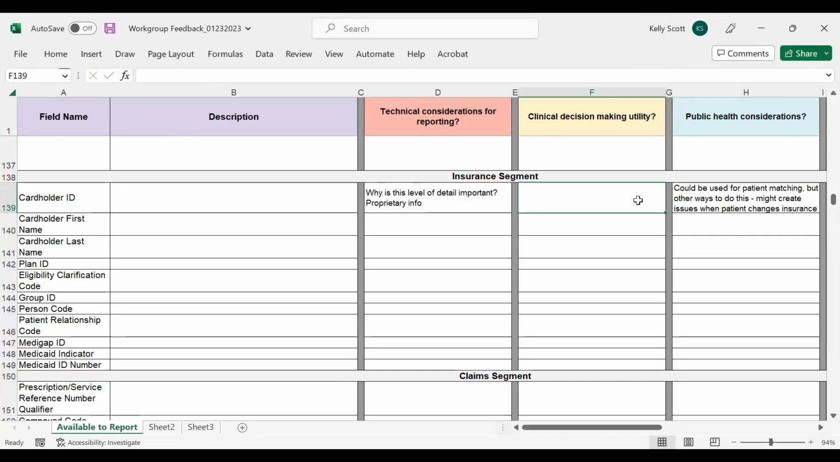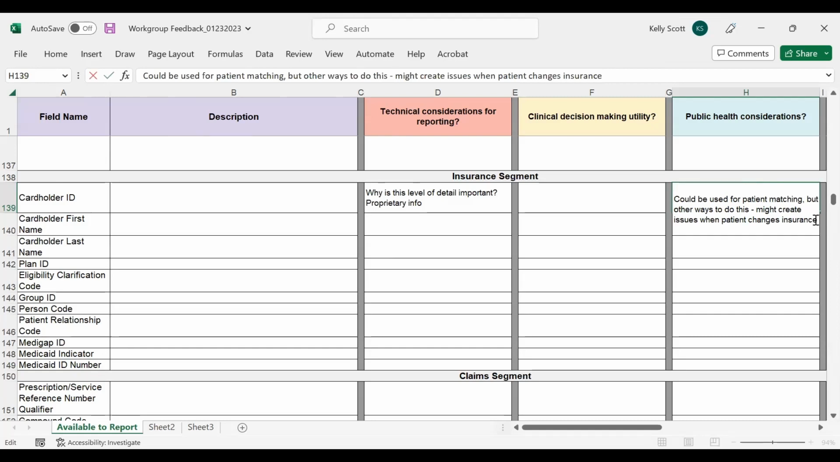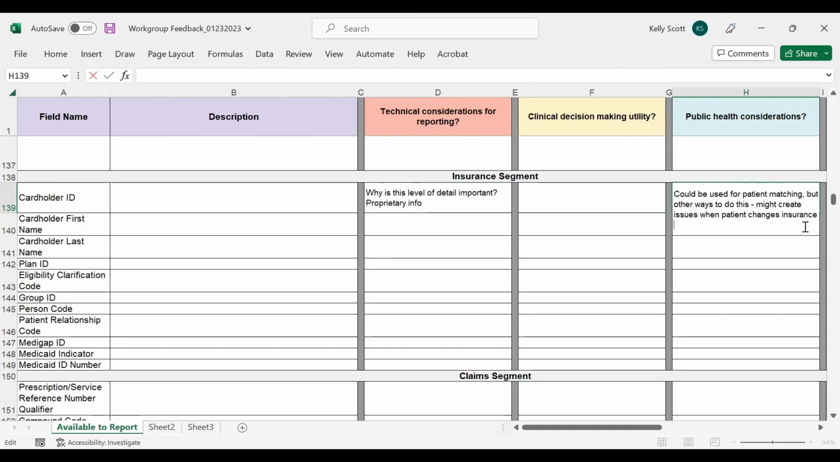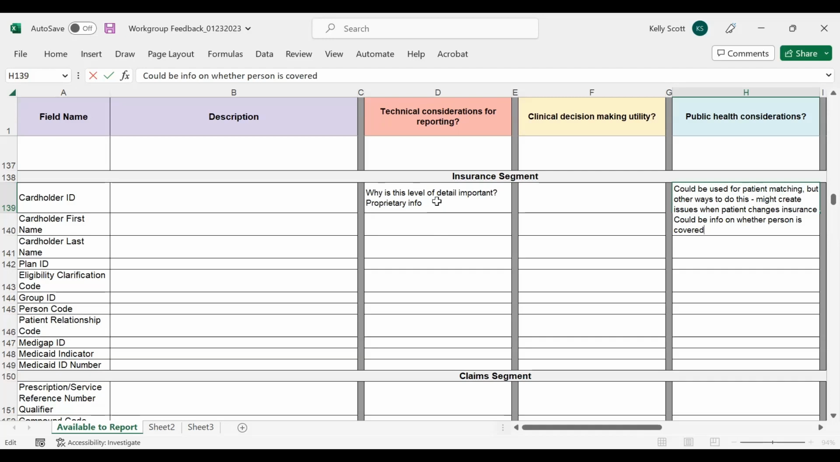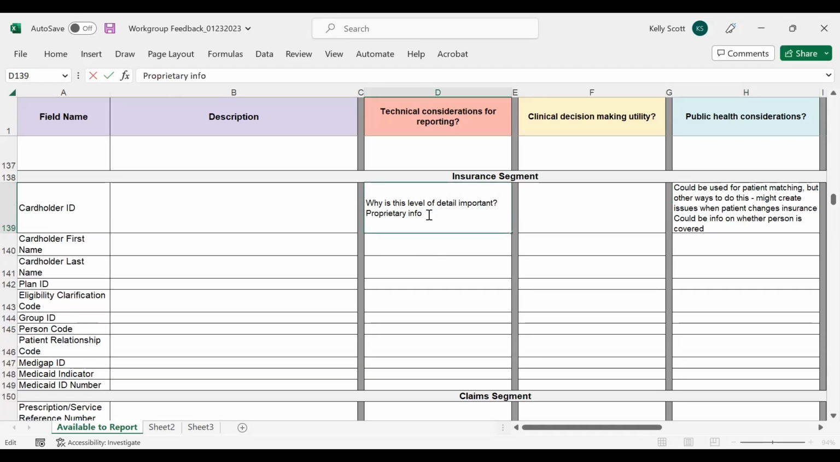And in public health, it could just be information on whether somebody's insured or has prescription drug coverage, etc. I personally don't feel comfortable sending that information. Agreed. I would agree with you, but that's the only use that I can think of, maybe for patient matching or public health. Yeah, I don't see the relevance to the purpose of the legislation.